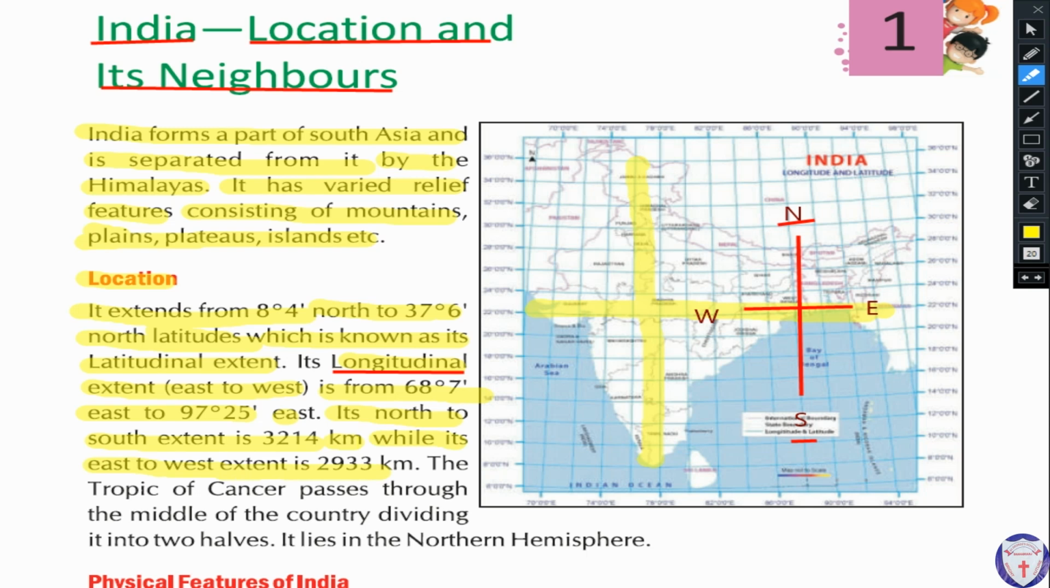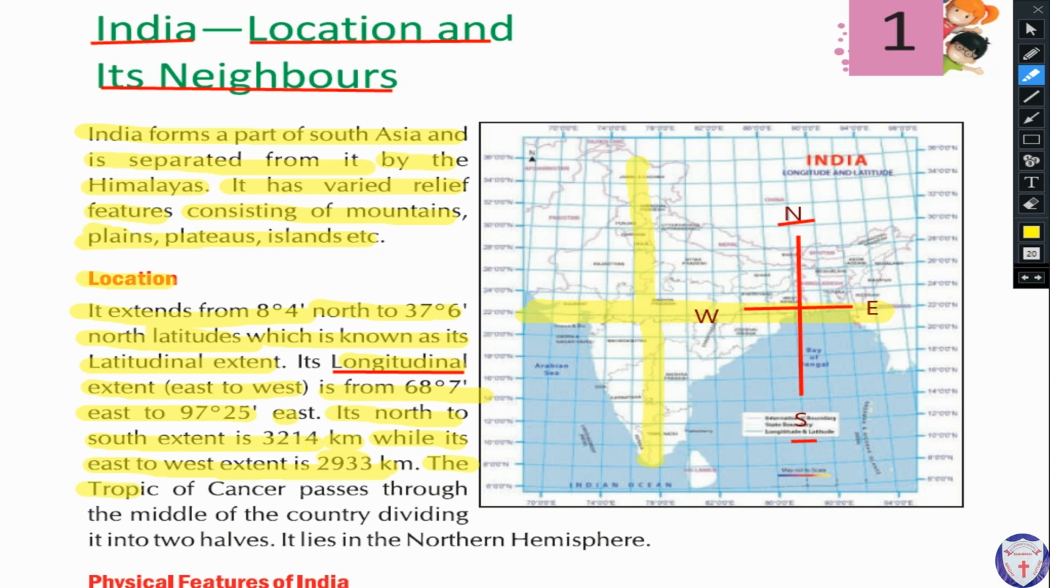2933 kilometer. The extent of east to west, from here east to west, is 2933 kilometer. Extent means होता है विस्तार.